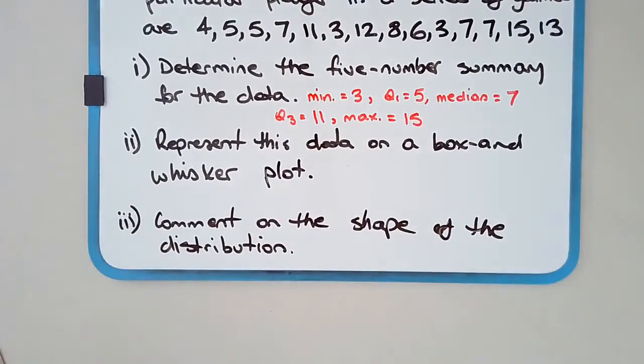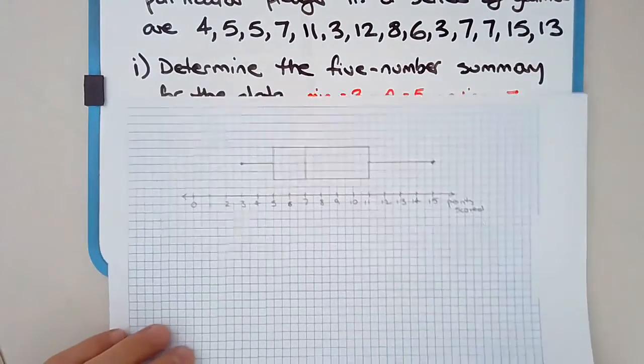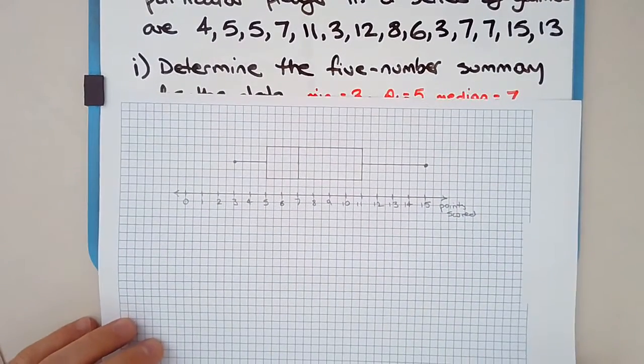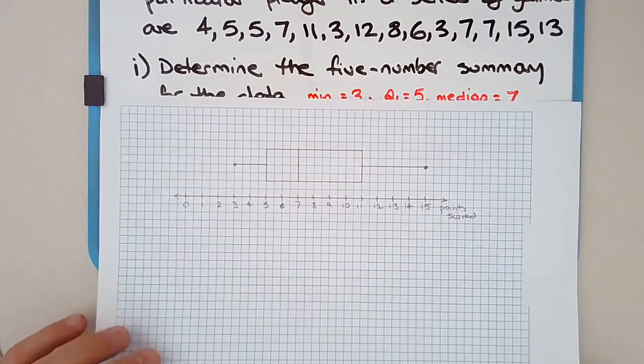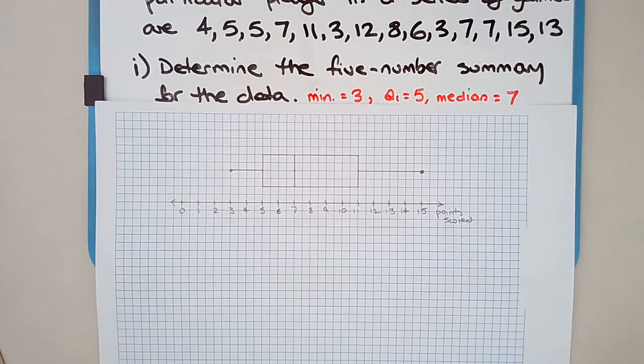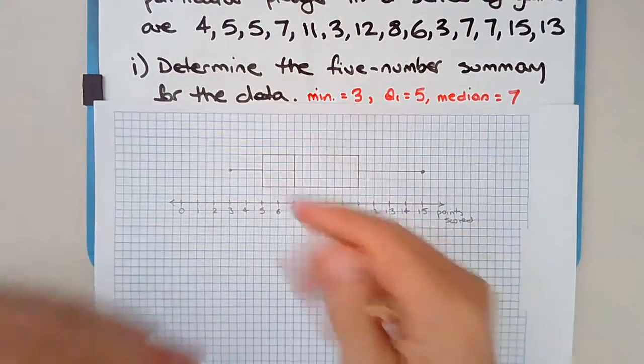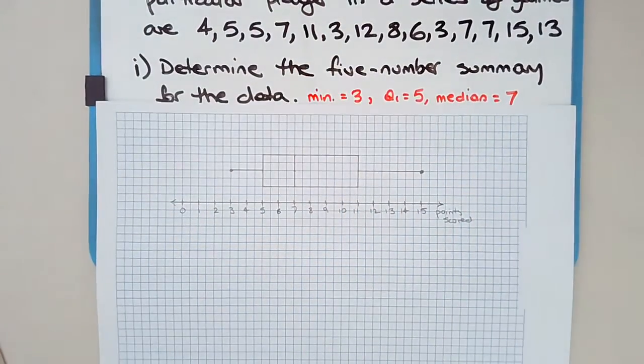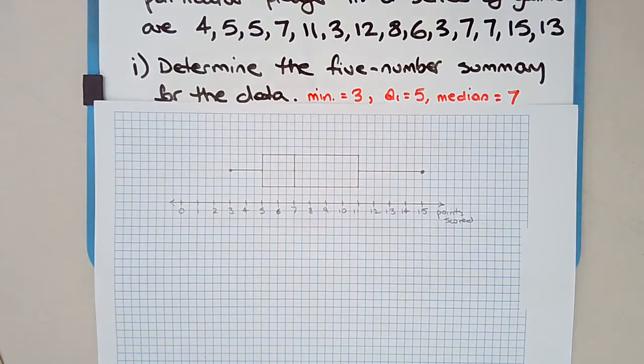The last part of part A is to comment on the shape of the distribution. Looking at that, what do you think? Do you think it's negatively skewed, with the tail on the left? Or positively skewed, with the tail on the right? Or symmetrical? What do you think?